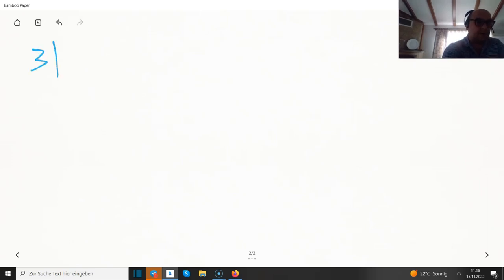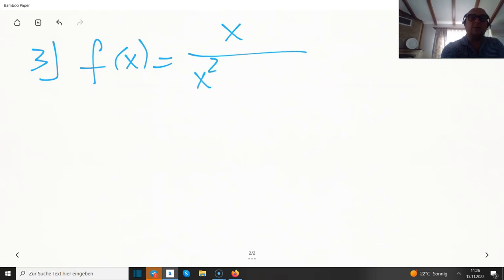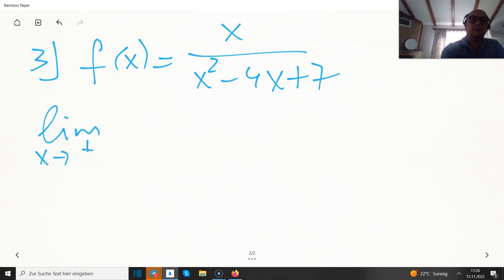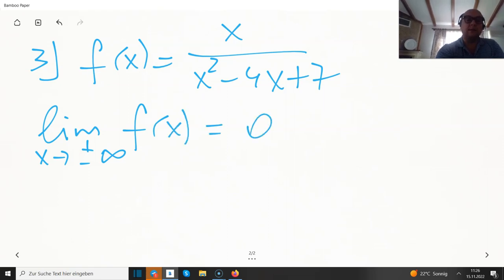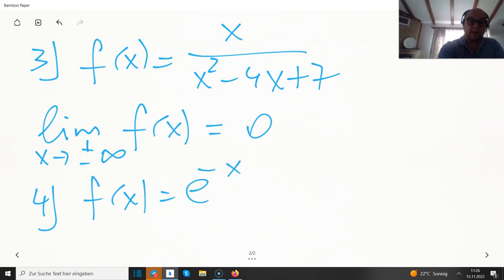Okay. Number 3, f of x equals x divided over x squared minus 4x plus 7. What's happening here? Well, obviously, the denominator in both cases, by the way, is going to be stronger than the numerator, so the limit is 0. So the x-axis itself.